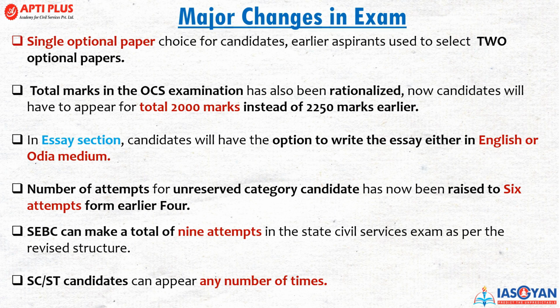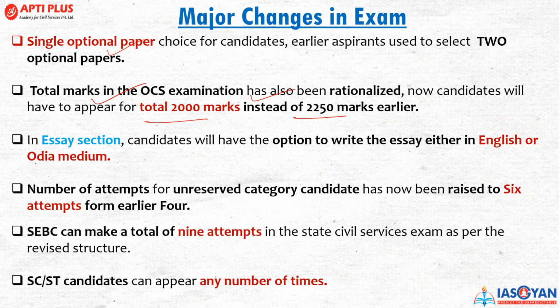Now proceeding further, what are the major changes that have been brought in the examination? A recap about that. As I've told you in the beginning, there will be a single optional, which has two papers. Now the marks for the OCS examination have been rationalized, and now the candidate will have to appear for a total of 2000 marks instead of 2250. So these are some of the other major changes that have been brought in.